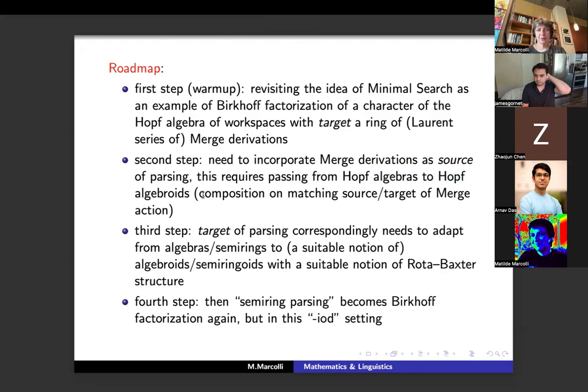Let's say what that accounts for. And then of course the parsing correspondingly, where we had something that works for parsing going from a Hopf algebra to a semiring, and now we want something that goes from a Hopf algebroid to some other structure with one of these funny names, a semiringoid with its own Hopf algebra. So this all gets very wild in this oid stuff.